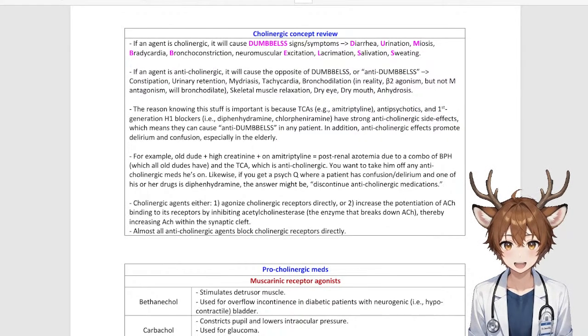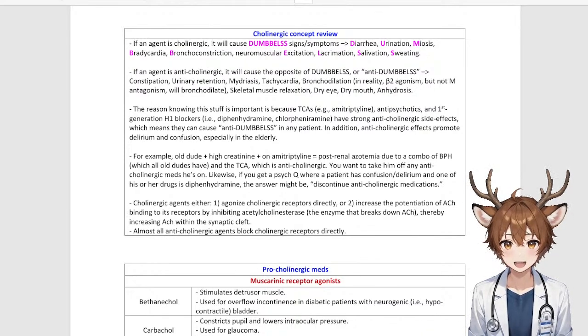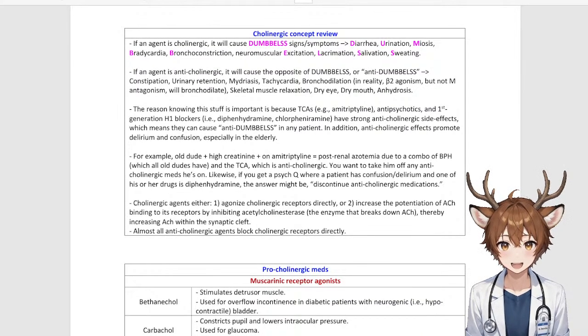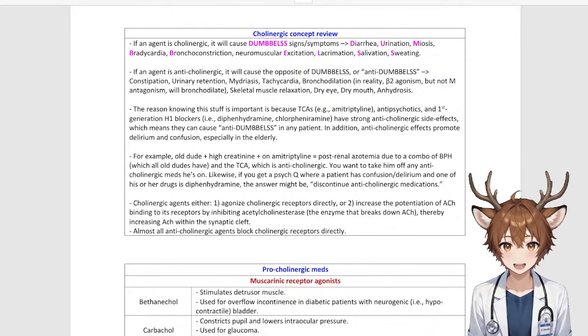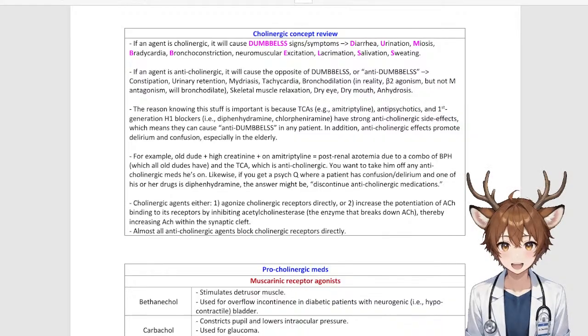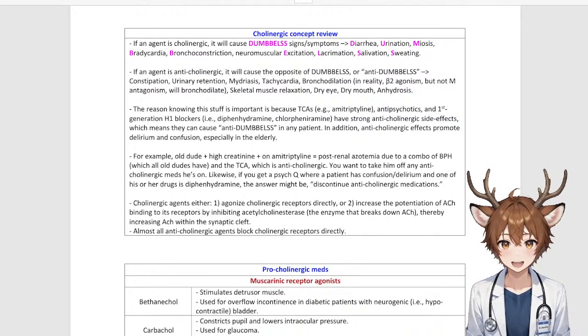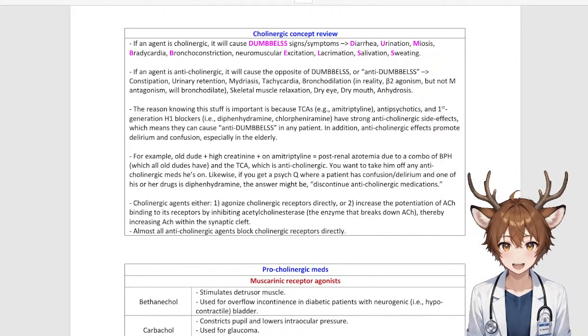The reason knowing this stuff is important is because the TCAs, for example amitriptyline, antipsychotics, and first-generation H1 blockers, that is to say diphenhydramine or chlorpheniramine, have strong anticholinergic side effects, which means they can cause anti-DUMBBELS in any patient. In addition, anticholinergic effects promote delirium and confusion, especially in the elderly.